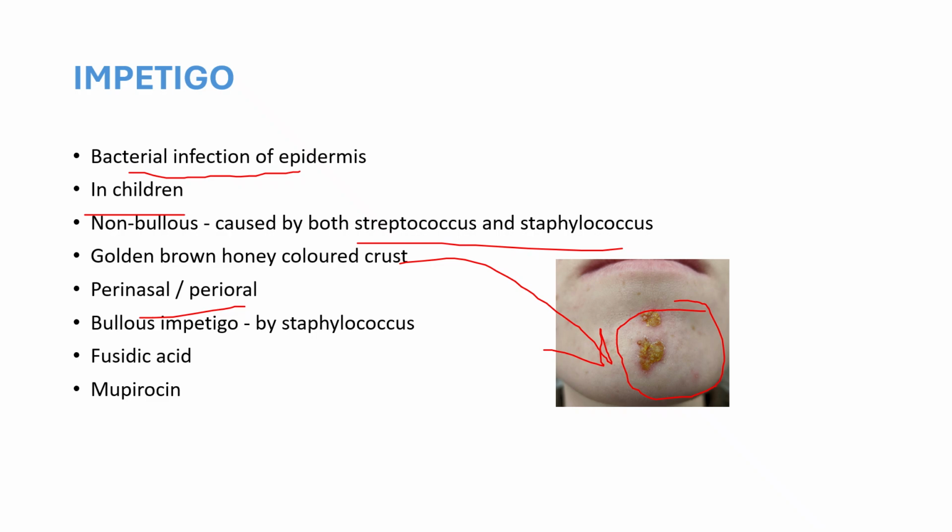Just like I mentioned, there is bullous and non-bullous. Bullous impetigo is mainly caused by staphylococcus. Non-bullous is caused by both staph and strep, and it is the one with the honey-colored crust. The treatment of choice is topical fusidic acid or mupirocin. Topical treatment would be enough in mild or non-severe cases. Otherwise, you may have to go for systemic treatment, but usually it is topical.